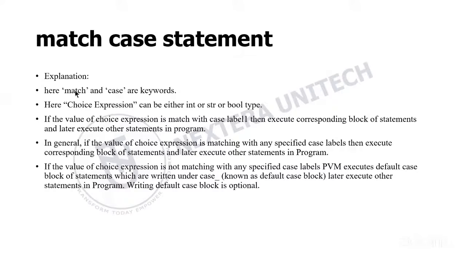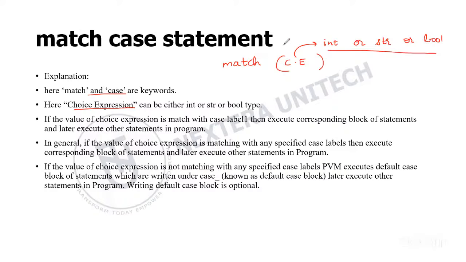So here match and case are keywords, and the choice expression is inside the match keyword, right? This choice expression can be an int value, string value, or boolean type. If your choice expression matches with label 1, so case is the keyword and you have label 1, colon. If your choice expression matches with case label 1, then it will execute the corresponding block of statements, and then it will later execute the other statements in the program.